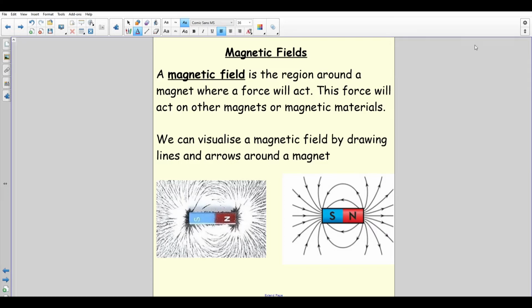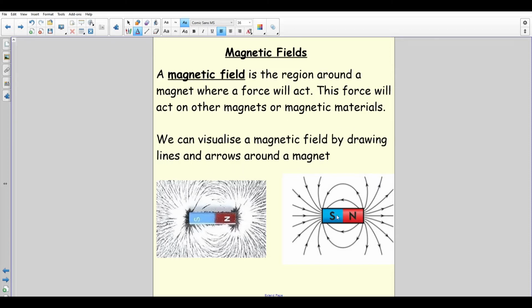So when we've looked at electrostatic fields before, when we've been looking at electrical and magnetic fields in terms of electromagnetic waves, anything like that, what we're talking about with a field is a region around something where a force will act. So a different example might be a gravitational field, and the gravitational field around the Earth is the field around the Earth where the Earth's gravitational pull will pull something towards the Earth. And for a magnet, this force will act on other magnets or magnetic materials. And we can use this to visualize a magnetic field.